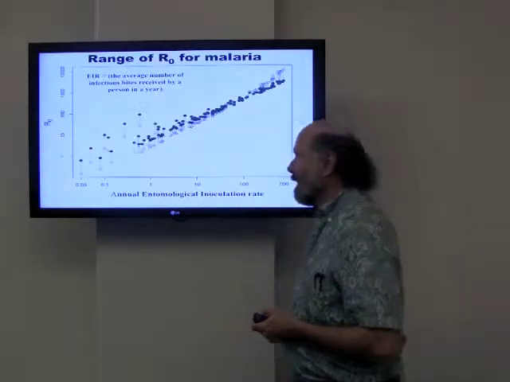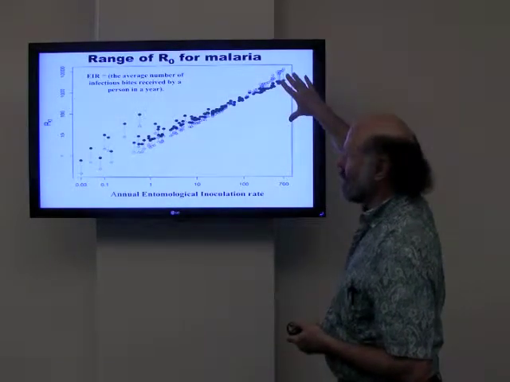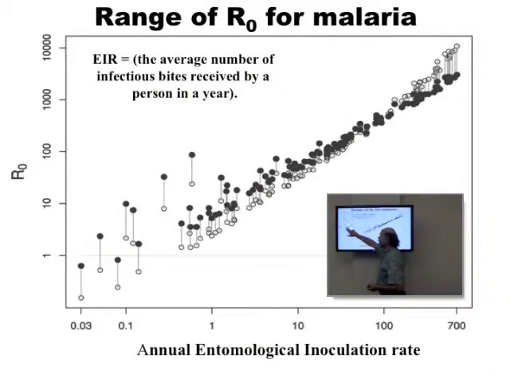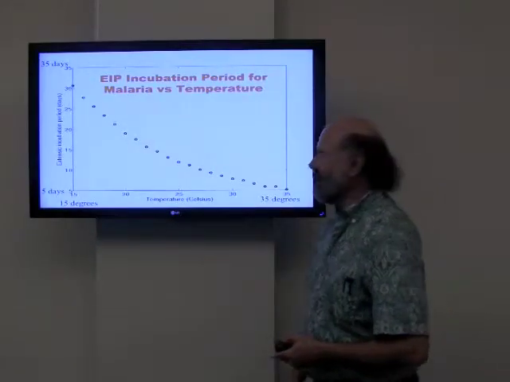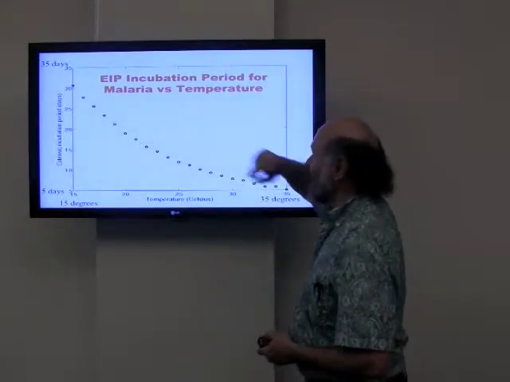Okay, and so here, again, we can look at this in terms of R naught. So R naught is 1, R naught is 10,000. I mean, one infected individual can infect 10,000, as a function of the number of infectious bites received by a person per year. So how many times do people get bitten per year? If people get bitten 700 infectious bites per year, that's when you have the 1,000. And so you can see if we can cut down the number of times people get bitten, we can drive it down. The next one is the incubation period.